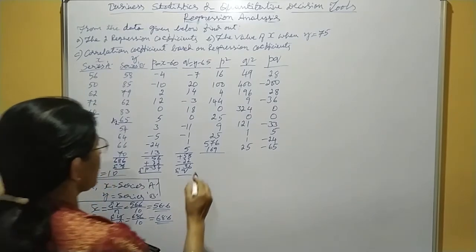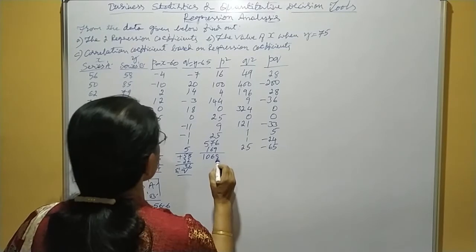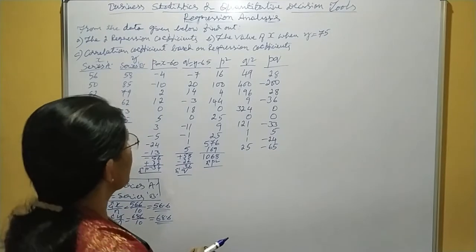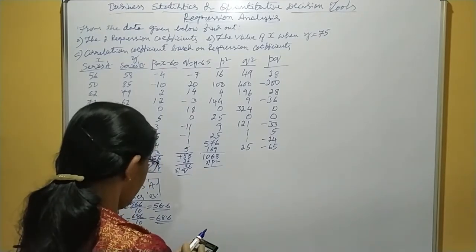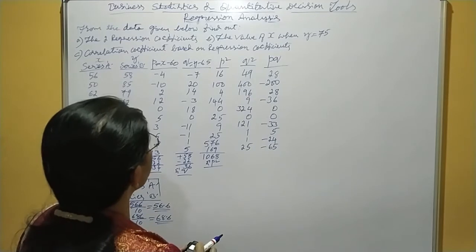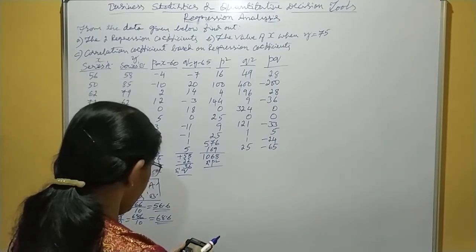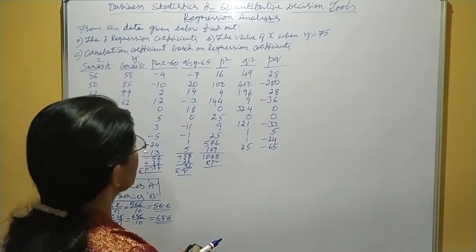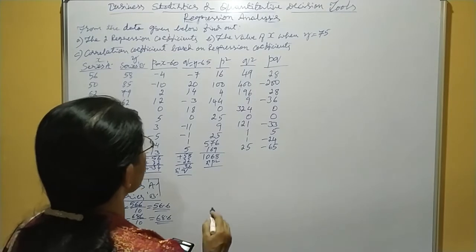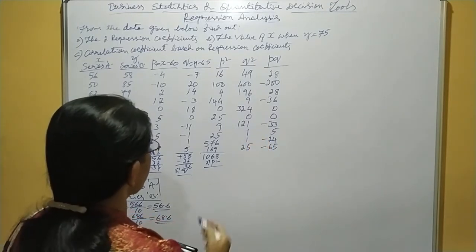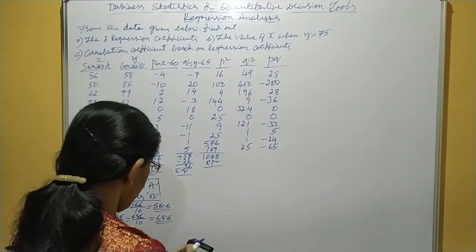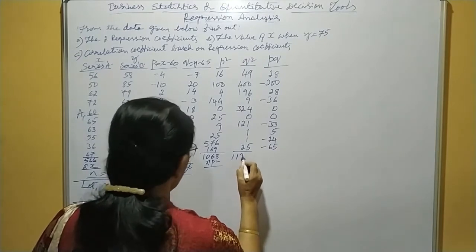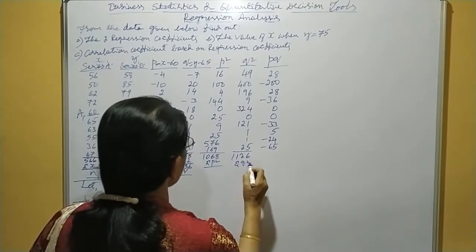It is 1068, that is sigma p square, then sigma q square: 449 plus 196 plus 333 plus 120, 122, 23, 148. It is 1126, that is sigma q square.